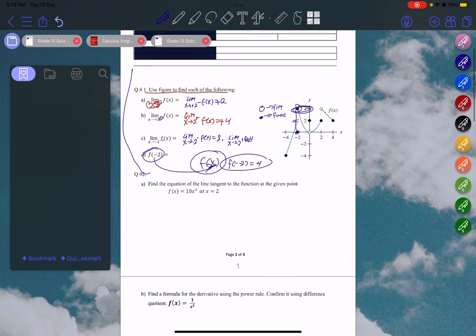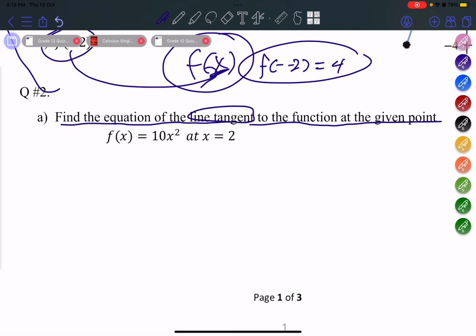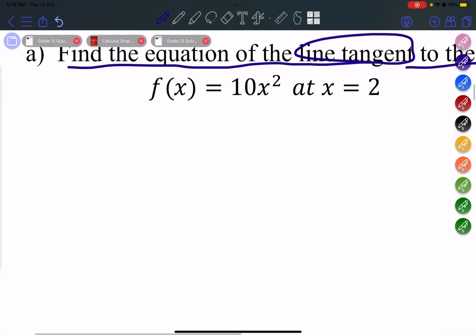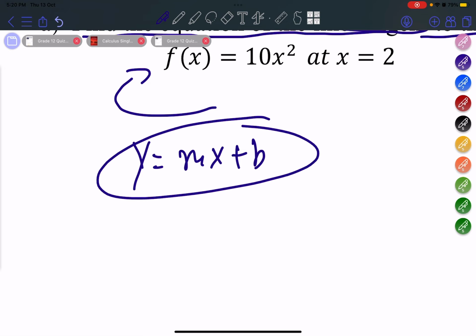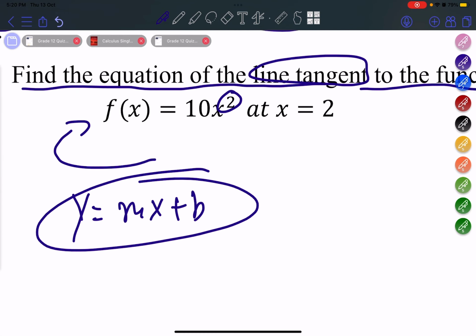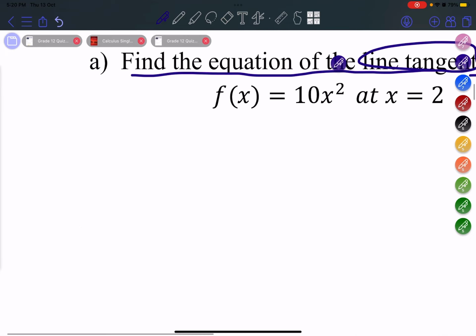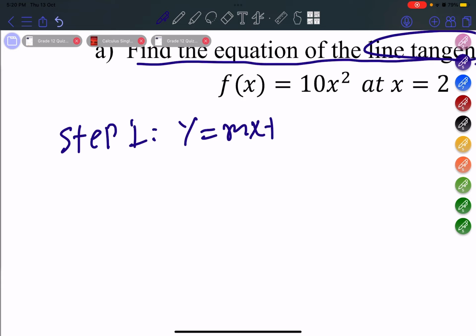So this is for the first question. The second question asks us to find the equation of the tangent line to the function at a given point. First of all, what is the equation of the tangent line? The equation of the tangent line in this case is y equals mx plus b. It's a linear line. So the first thing we will do is write the equation. Step 1, the equation, which is y equals mx plus b.